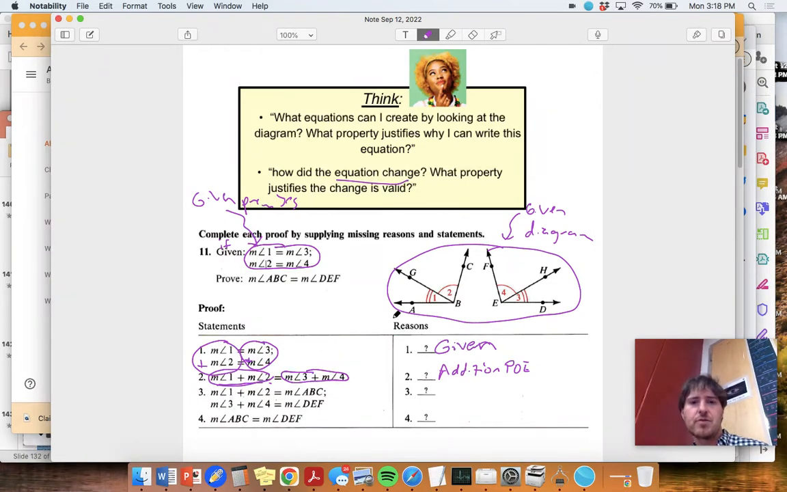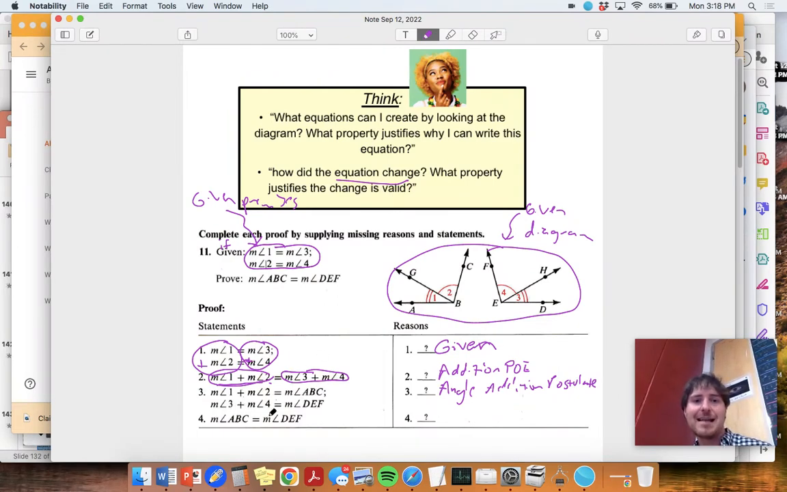Measure of angle 1 plus measure of angle 2 equals measure of angle ABC. What do I see? Angle 1 and angle 2 are the two smaller angles that make up this whole angle here. Part plus part equals whole. So step 2 is the angle addition postulate. We get angle addition postulate, not POE. POE appears in the word postulate, but that's not what we want there. So I'm just setting up part plus part equals whole, equals measure of angle DEF, if I'm talking about measure of angle 3 and measure of angle 4.